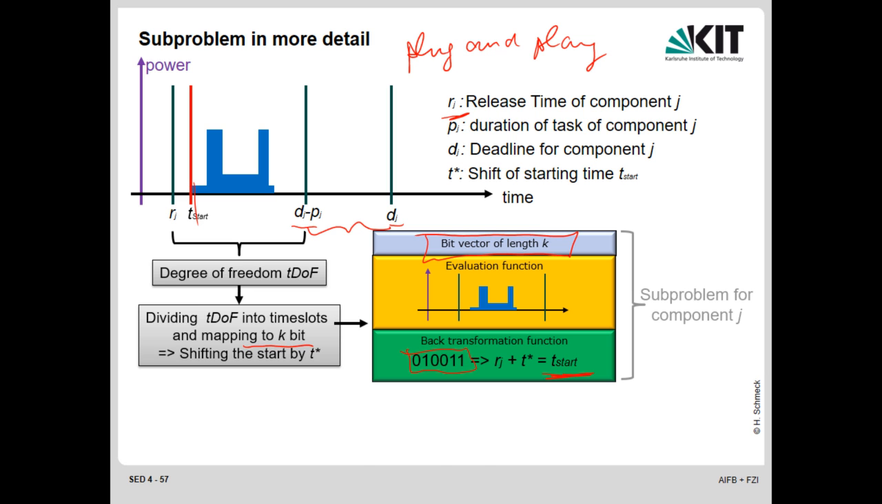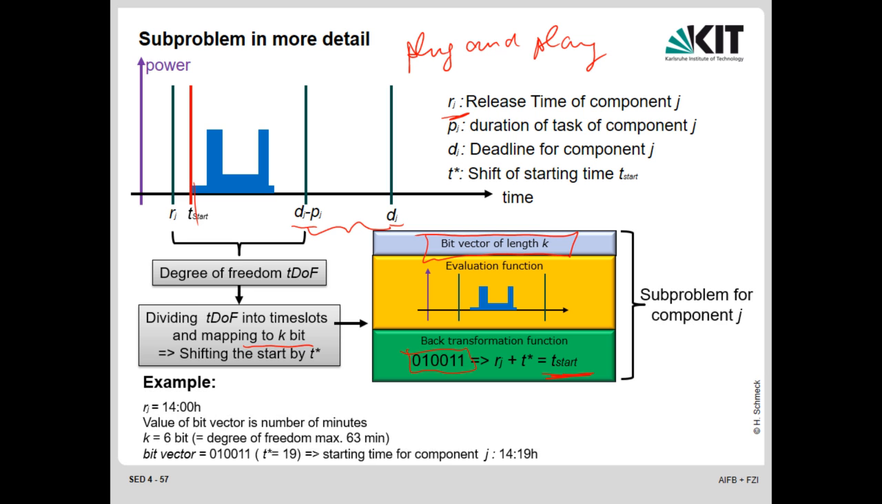So there's one more, that's the subproblem. And then we have here an example. If the release time is 2 p.m. and the value of the bit vector is the number of minutes, then if we have 6 bits, it would mean we have 63 different minutes that we can decide for. And so a bit vector 0, 1, 0, 0, 1, 1 would just be 19, would mean that we would start at 14, 19 minutes after the release time. So this is the way this is working.